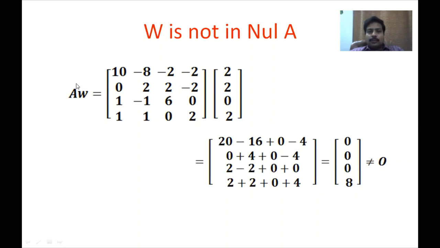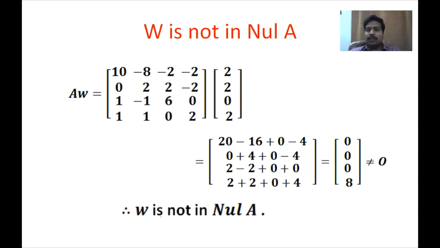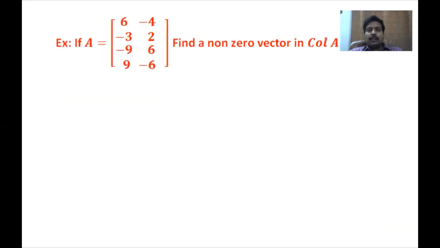So this W is not in null A. It is not in the null space of A. So this W is not the solution of the homogeneous equation represented by the given matrix A. So it is a simple check whether we get a 0 vector or not.